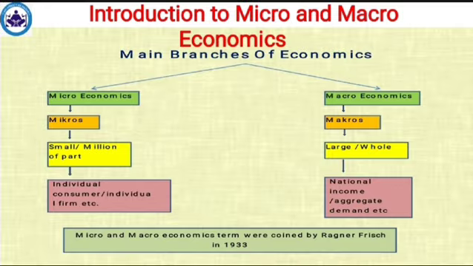Myself Professor Dhananjay Thakur. Today we will see 12th standard economics subject chapter number 1, meaning and definition of micro and macroeconomics. So let us start. Students, microeconomics and macroeconomics are two main branches of modern economics.